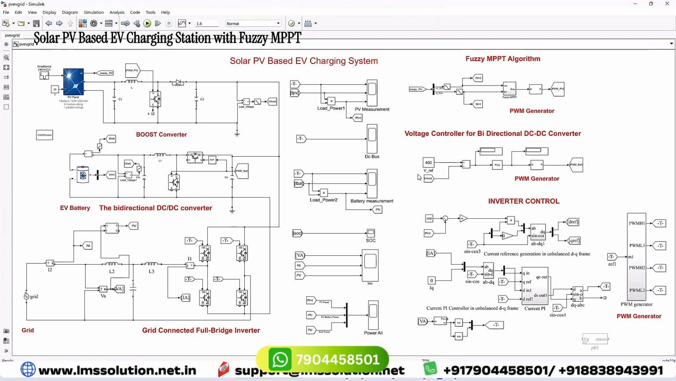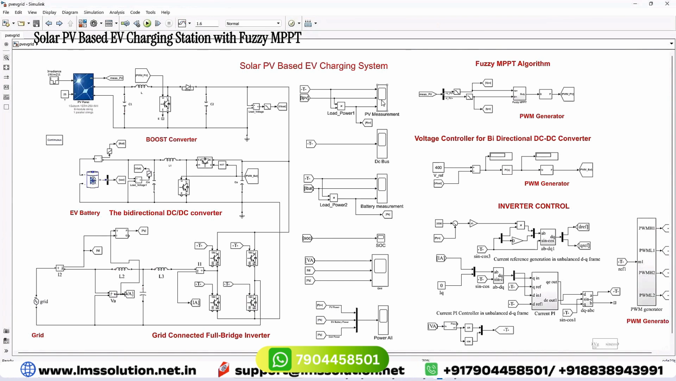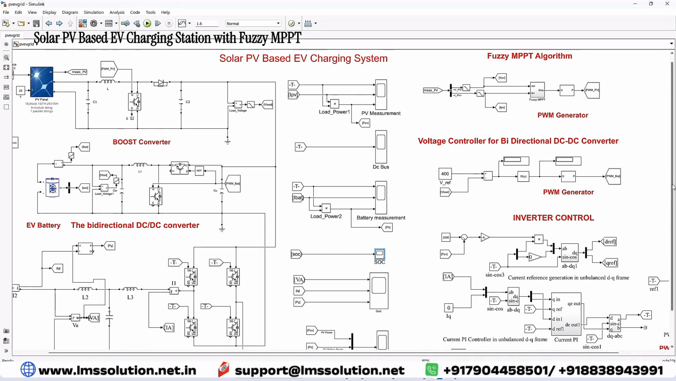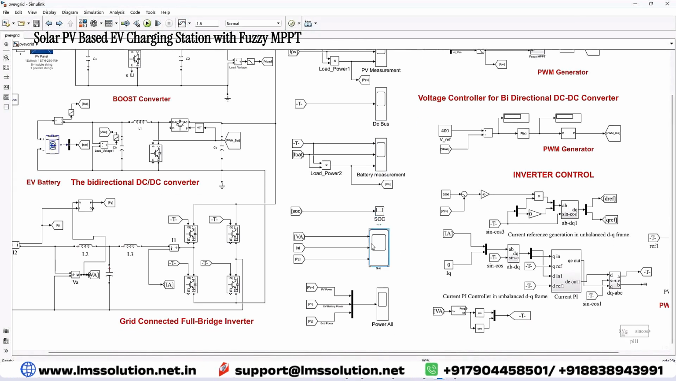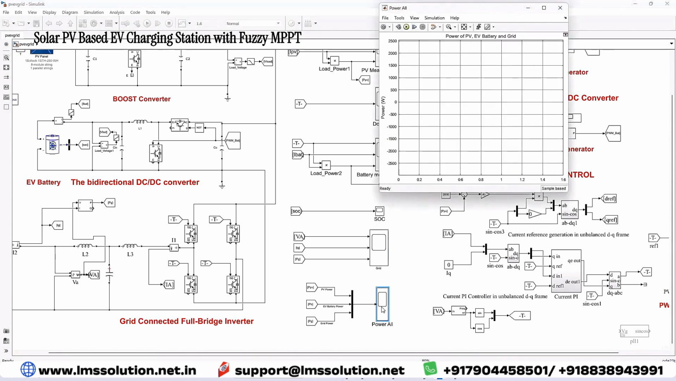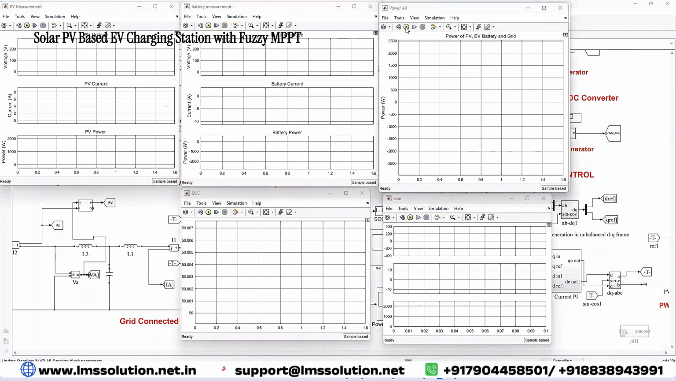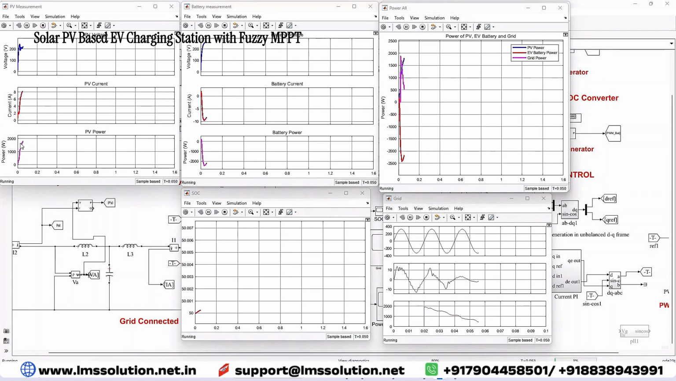Here you can see the measurement blocks: PV measurement, DC bus measurement, that means DC bus voltage measurement, battery measurement, SOC of the battery, that means EV battery, and then grid voltage, current and the power of the grid. Here you will see the power of PV, battery and the grid. Once you simulate this, you will see the scopes of PV, battery, SOC of the battery, grid side voltage, current and power.